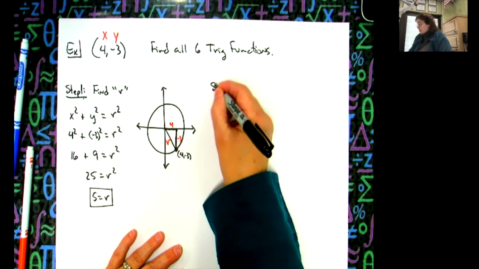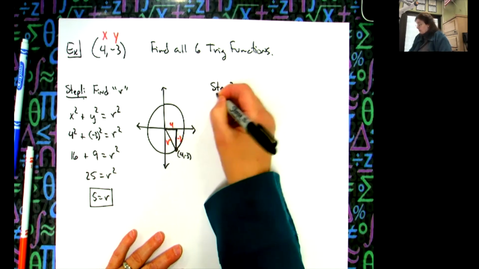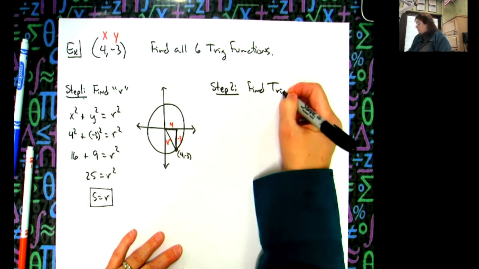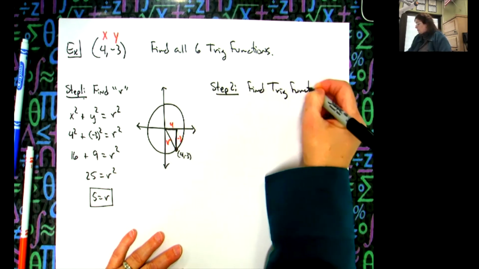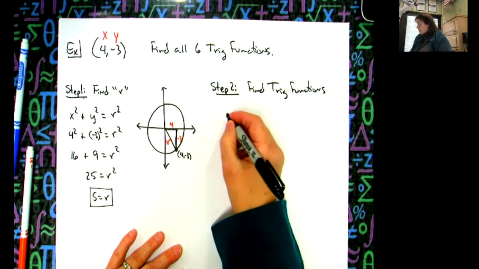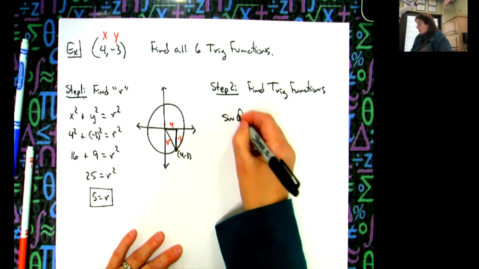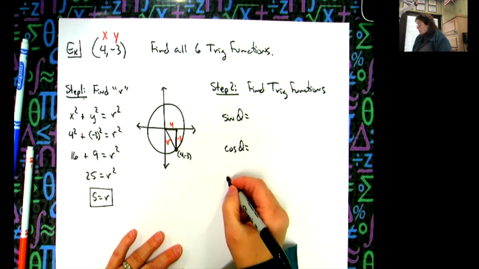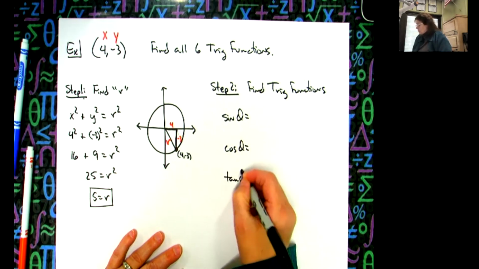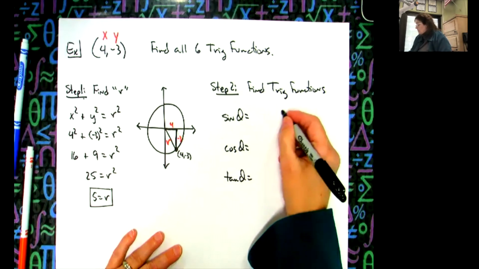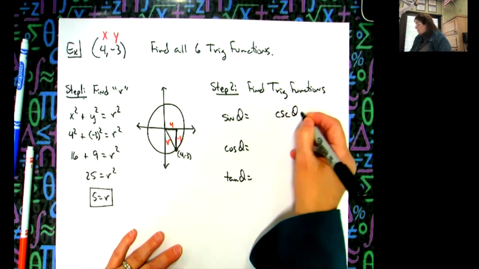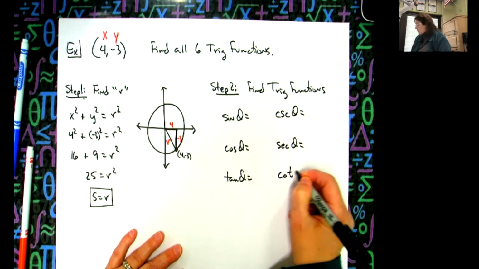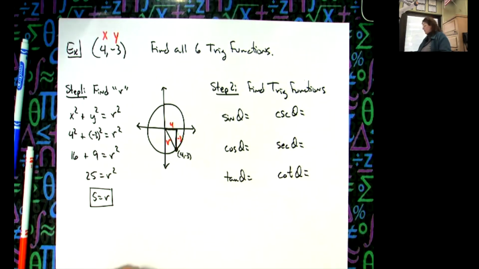So let's label it step 2: find trig functions. We've got 6 of them, right? We're going to find sine, cosine, tangent, cosecant, secant, and cotangent.